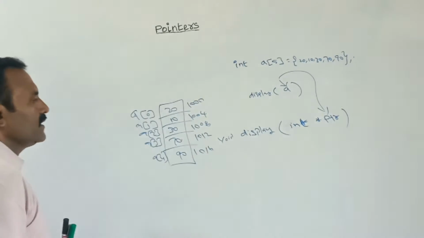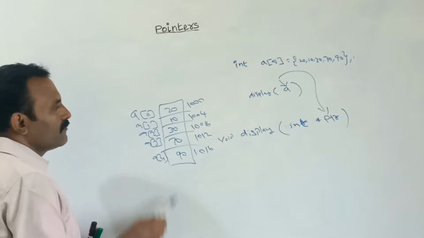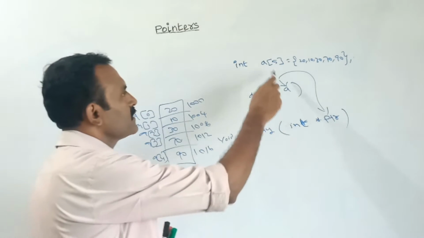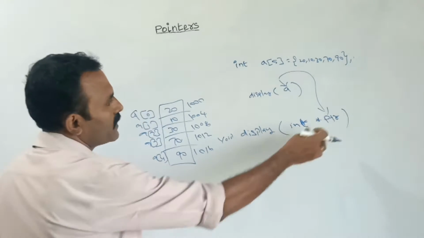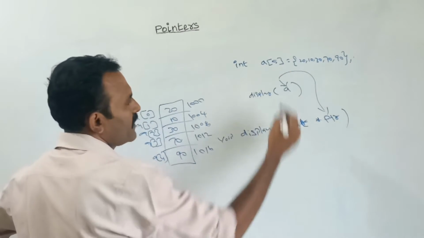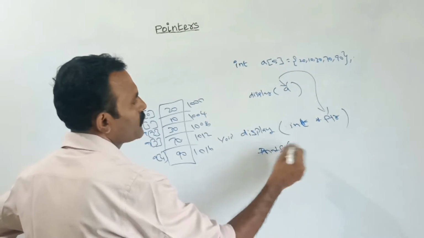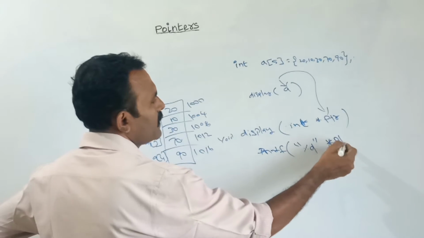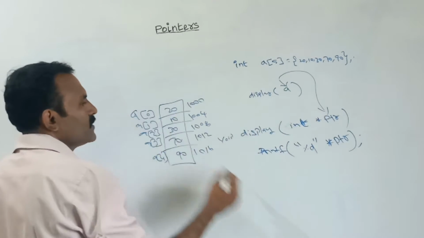So here, totally 0 to 4, 5 locations. So totally 5 elements I have stored in this array variable a. When we are passing this array variable, the starting address is stored in the pointer variable. Suppose I am telling it to display this one, printf, here I am telling it to print the value at this pointer. So at the 0th location this 20 will be printed.